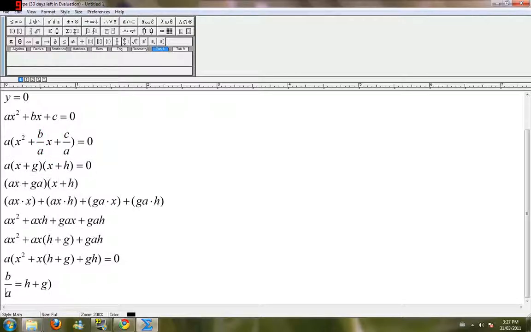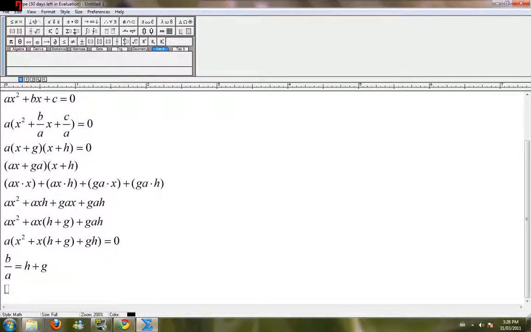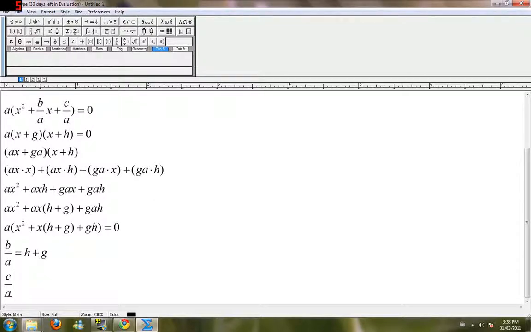So both these are multiplied by x, however, but since both sides are multiplied by x, we can divide both sides by x, and that'll give us 1 on both sides. So that is equivalent to b over a is equal to h plus g. And over here, we have g times h, but over here, we have c over a. So we can say that c over a is equal to g times h. So what this means is that in order to factor, we have to find two numbers which add up to b over a, and those same two numbers have to multiply to c over a.